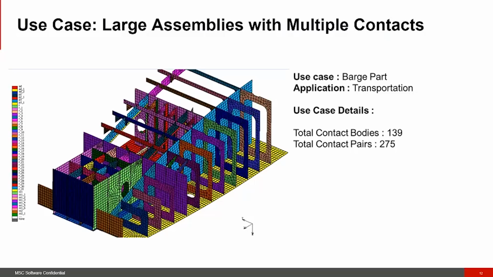Here you can see this is a large assembly that has multiple components. It's a barge part that is mainly used in the transportation industry. And in this model, we had a total of 139 bodies. So imagine trying to define contact pairs between these bodies. It's going to be very tedious. So the automatic contact detection was able to create around 275 contact pairs. It makes it, again, as I said, efficient to use and more accurate, as it reduces chances of modeling mistakes.